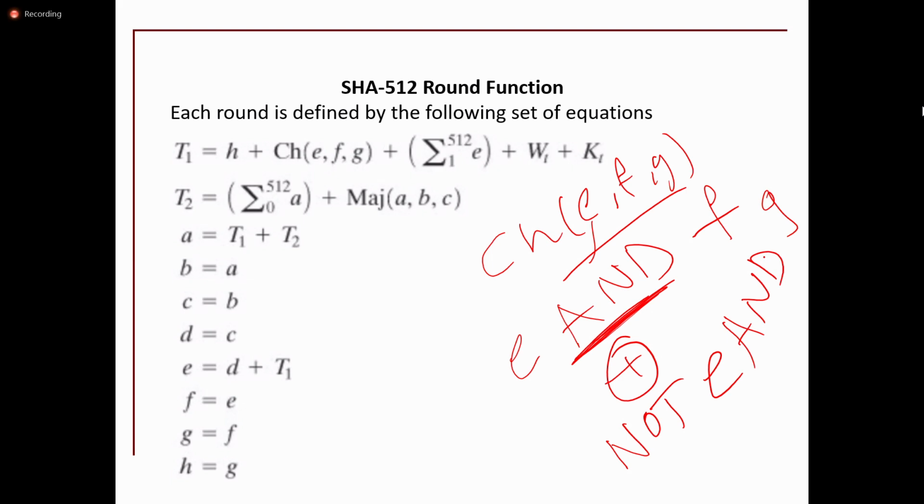Not E and G. So first it performs the complement, then AND operation will be applied with G, and the result of this will be XORed with E and F. So this is the operation. So whatever the result is there.